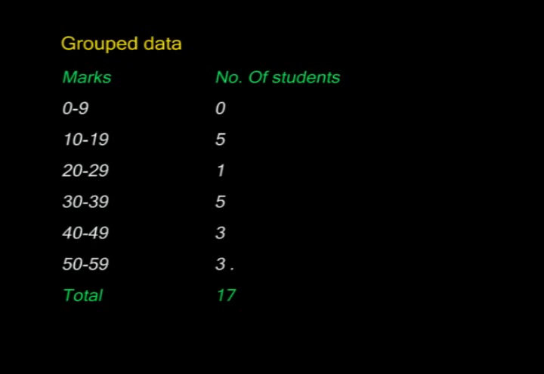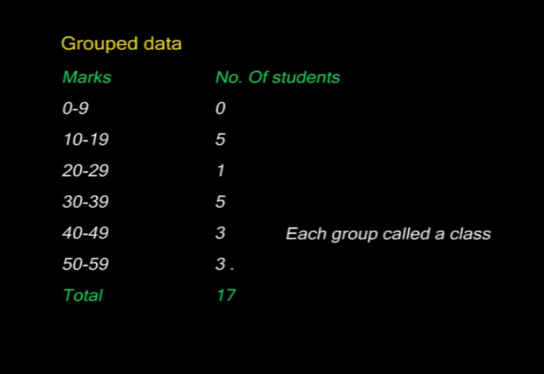Looking at that, you can see between 0 and 9 marks there was no student. 5 students scored between 10 and 19. Only 1 student scored between 20 and 29. Up to the last class there, 3 students had a score between 50 and 59. In total we had 17 students. When data is represented in this way, it is said to be grouped.